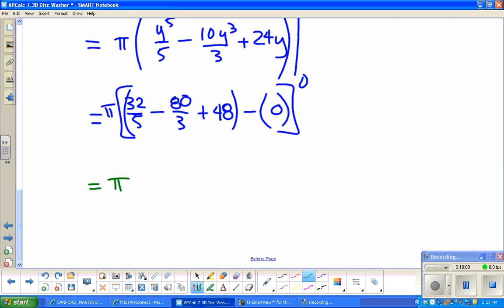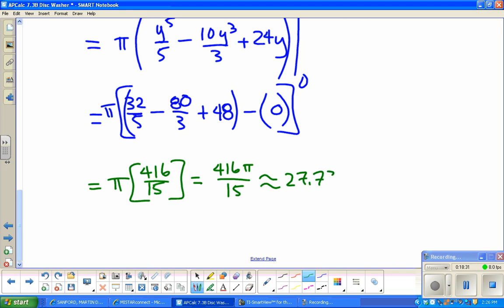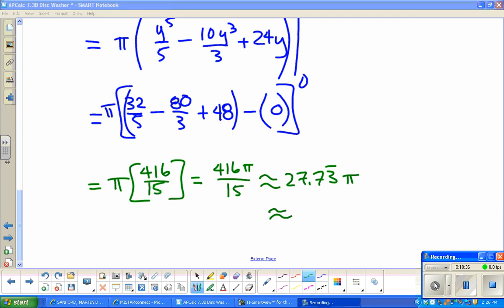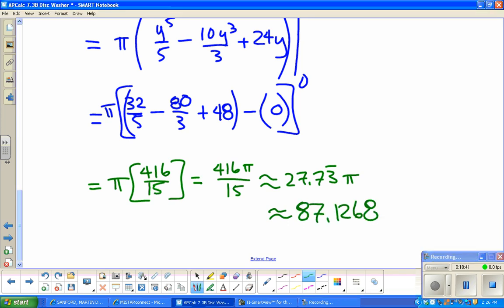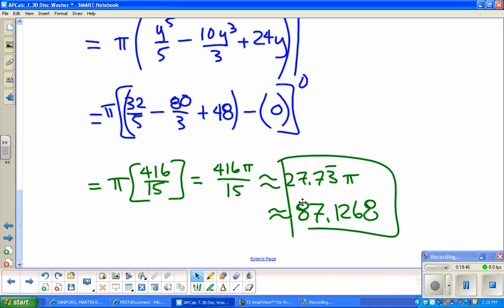Okay, and pi times, let's combine all that stuff together. All right, so doing some arithmetic here, this ends up being 416 over 5. I'm sorry, over 15. So that's going to be 416 pi over 15. You can call that, if you prefer, 27.73 pi, or you could even call that 87.1268 or something like that. Okay, so about 87-ish.